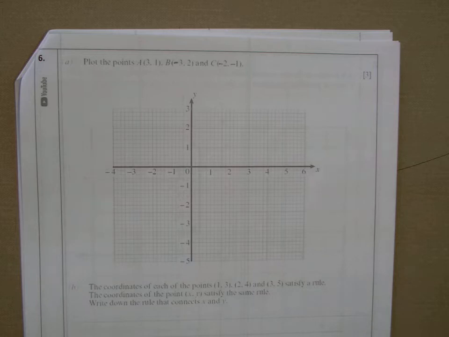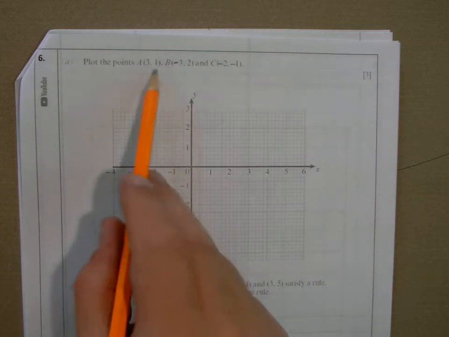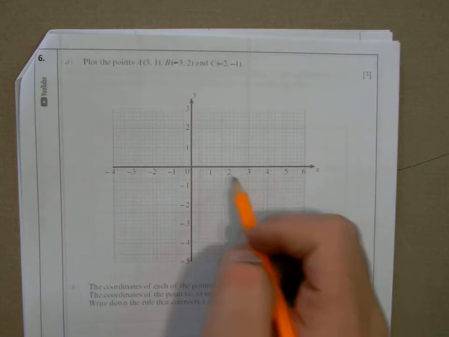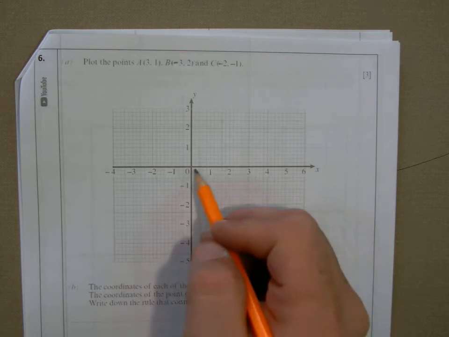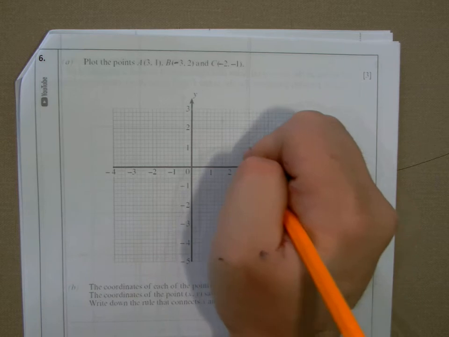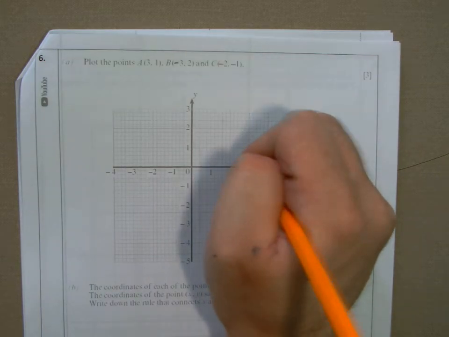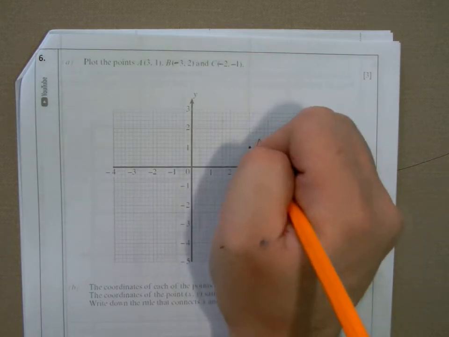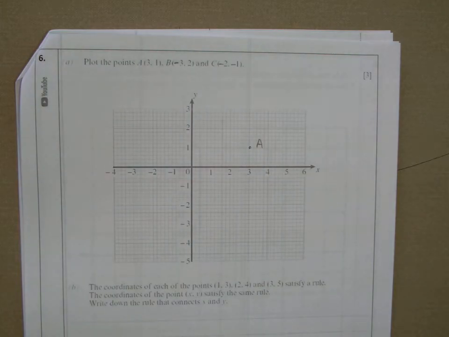Okay, plot the points A, B, and C here. So A is (3, 1). To plot that point, remember the first value tells you how far you go across. You go across 3, up 1. So we end up here. That will be point A. Make sure you label it with the letter A. It's important you label it.